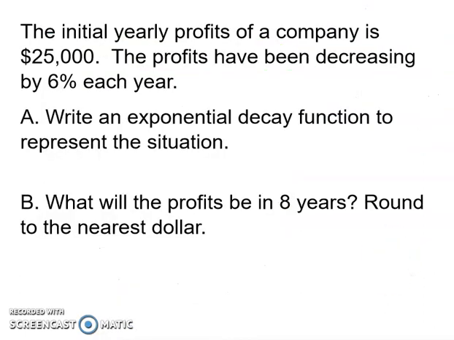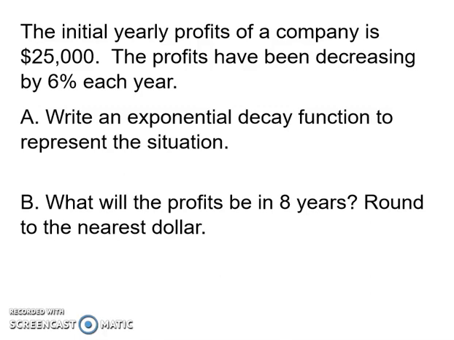All right, here we go. And our last example says the initial yearly profits of a company is $25,000. The profits have sadly been decreasing by 6% each year, and they want us to write an exponential decay function to represent the situation, as well as figure out what will the profits be in 8 years. We again want to round to the nearest dollar. So let's fill in what we know.